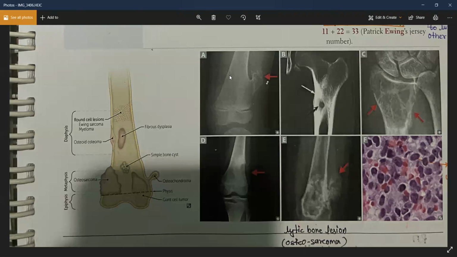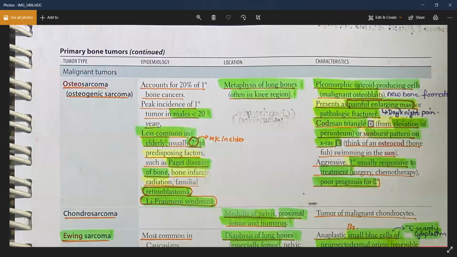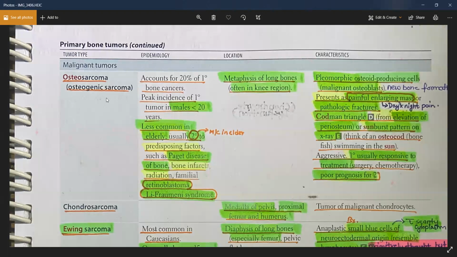Okay, then comes the osteosarcoma, a very important one. Osteosarcoma has two peaks. One is at a very early age, and one is at a much later age of the patient. The first peak will occur in males less than 20 years of age, and the late peak will occur in patients more than 50 years of age, especially those with Paget's disease of the bone.